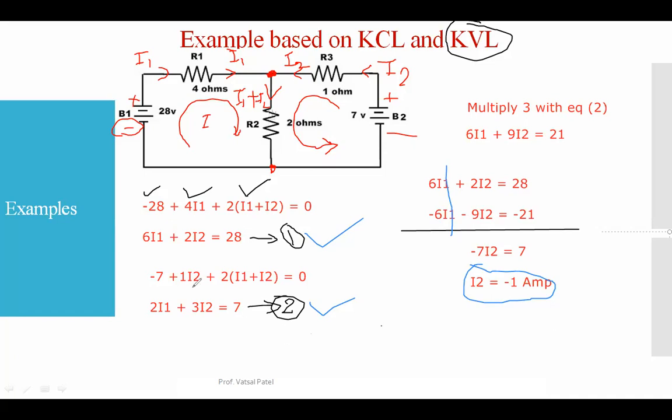So now suppose I'm putting the value of I2 in equation number 1, so what do I have now? 6I1, can I write minus 2 here? Because 2 multiplied with minus 1 is minus 2, is equal to 28. So what value are you getting now? This minus 2 will be transferred to the other side, so it is 30. And I1 is equal to what? 30 divided by 6. So what is the value now? I1.